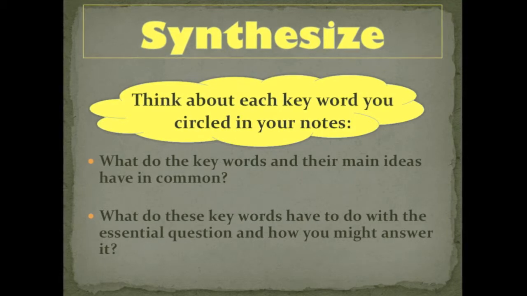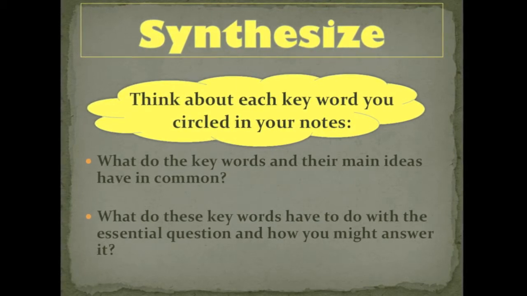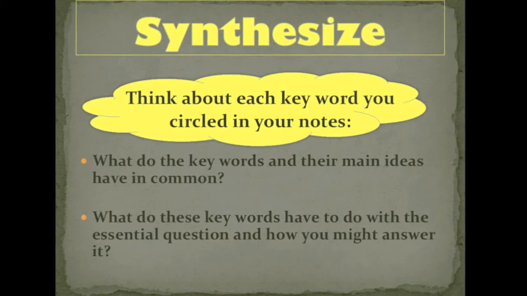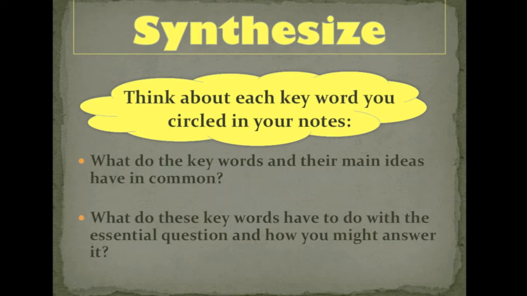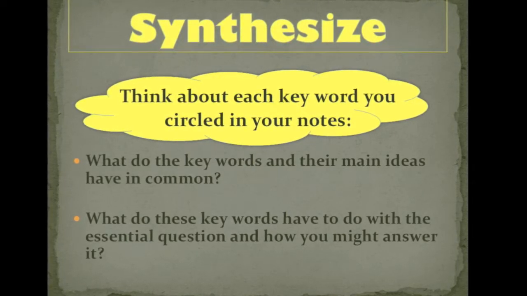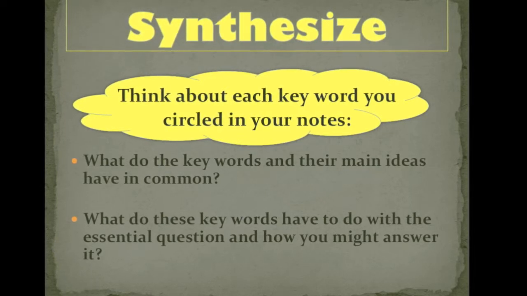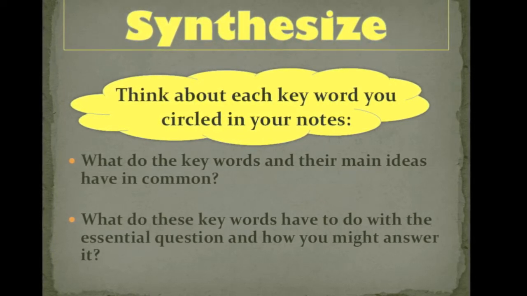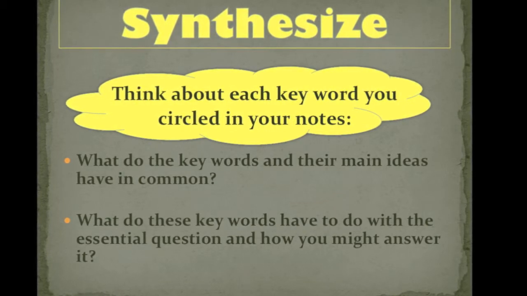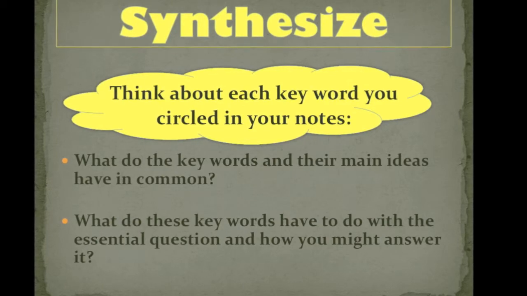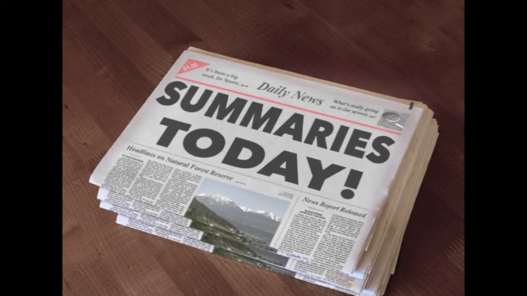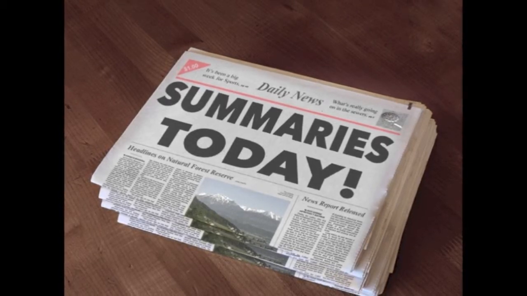To help you successfully synthesize the information about candy from your Cornell Notes with what you already know about candy, think about each keyword you circled. What do the keywords have in common? What do the main ideas you underlined share, both with each other and with the keywords? What do these keywords have to do with the essential question? How might you answer the essential question using these keywords? Lucky for you, today we're actually writing our summaries on our notes, so these questions and more can be answered.